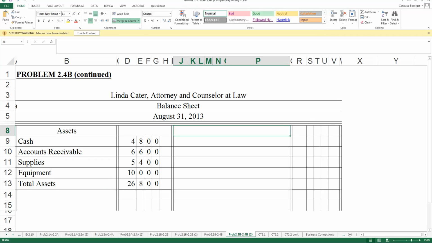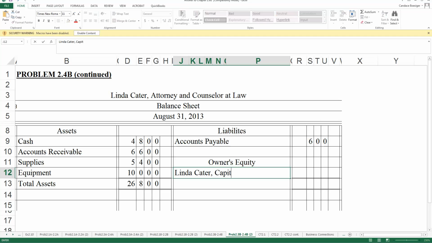And over here, I'm going to list my liabilities. And our liabilities is accounts payable. It's the only one we have. And we're going to use the ending balance of accounts payable, so all the way at the very bottom of the column with the chart in your book. And then the last thing we have is owner's equity. That is it. That's all we have left. I'm going to go ahead and center this. And then we do Linda Carter Capital for $26,200.